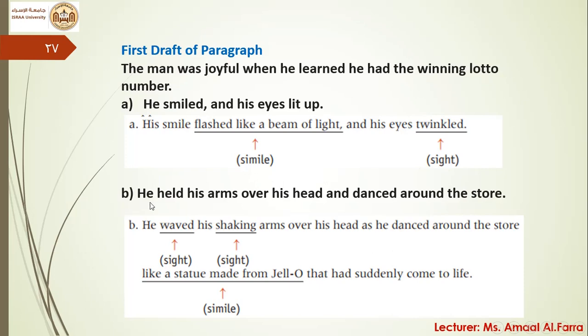Sentence number 2, the support sentence number 2, the detail number 2, he held his arms over his head and danced around the store. This is non-descriptive. To be descriptive, we can say he waved his shaking arms over his head as he danced around the store like a statue made from jello that had suddenly come to life. As you see here, waved, shaking, they are related to sight. It is a sensory image related to sight. But here, when I say like a statue, it is a simile.